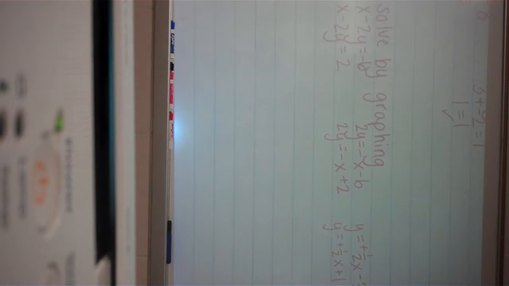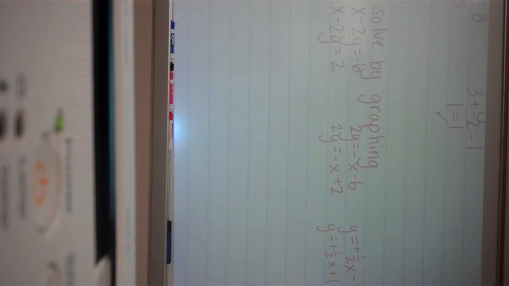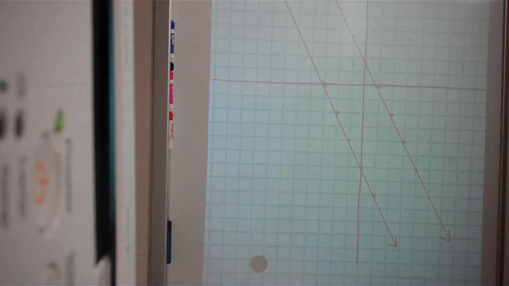When I graph these two lines, first off, when I put them into y equals mx plus b form, what did that tell you? That they are parallel. They have the same slope, and they have different y-intercepts, which make them two different lines, but they are parallel. So I graph them like this.